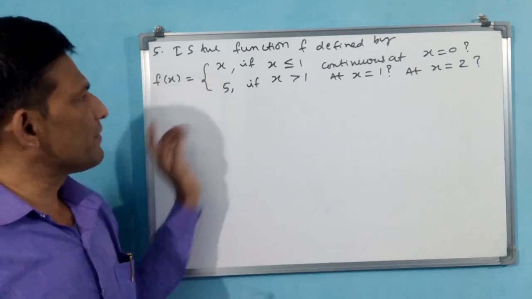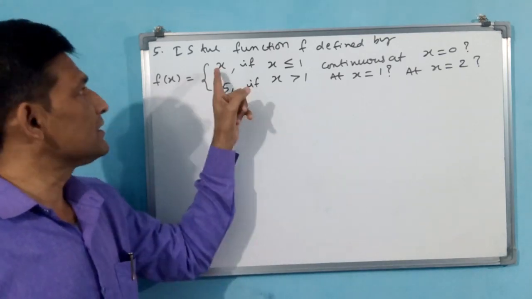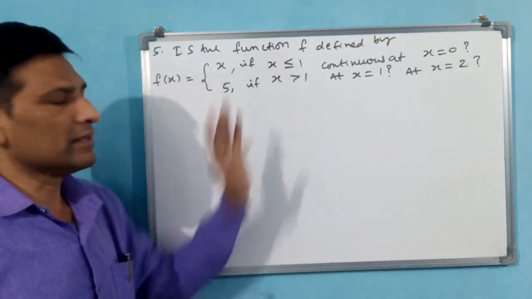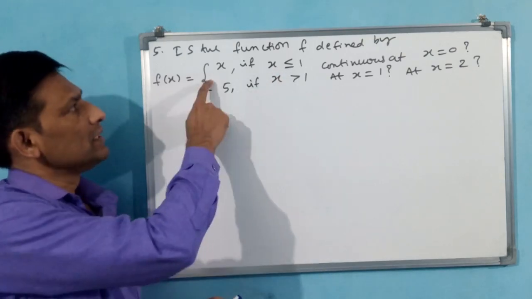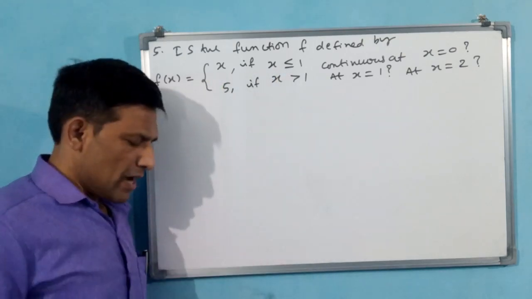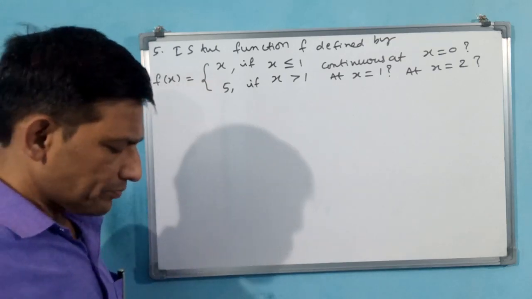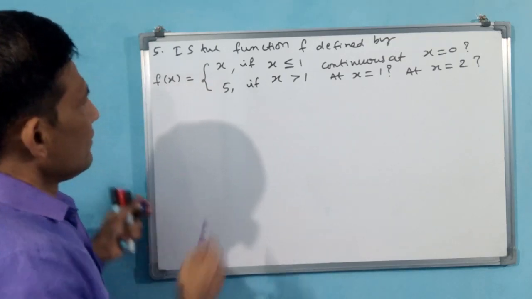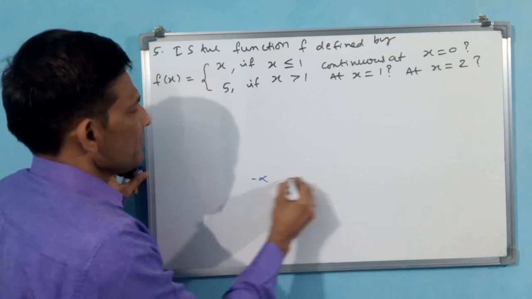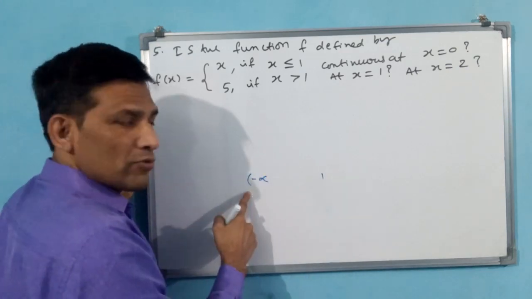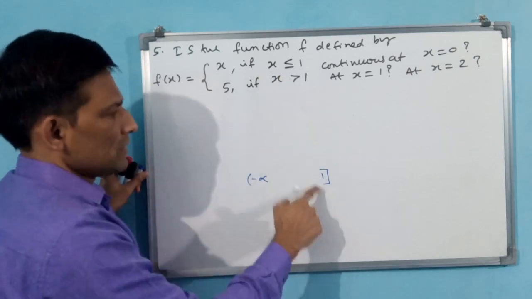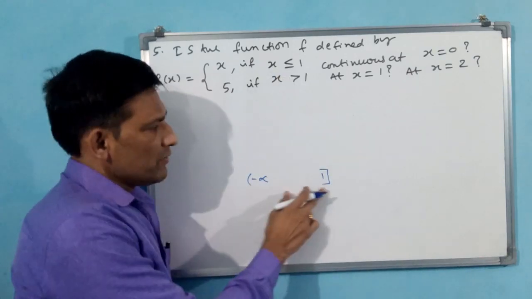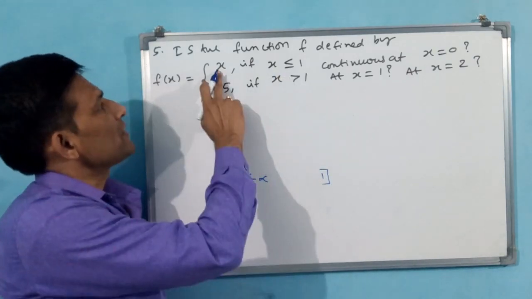X only. That means from minus infinity to plus, this is continuous up to 1. Equal to 1 they have given, you see. Minus infinity to 1, I am writing like this also. First function, minus infinity to 1. Minus infinity, you have to keep this one open. And over here, you can write like this, closed at 1. Why? Because equal to is there. From minus infinity to 1, first function.